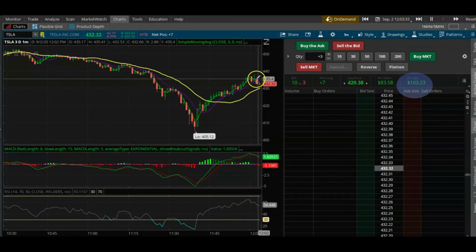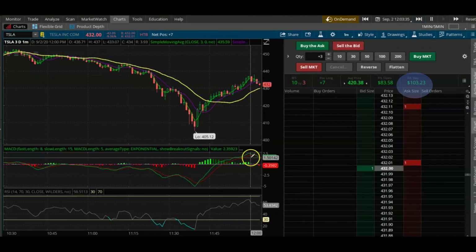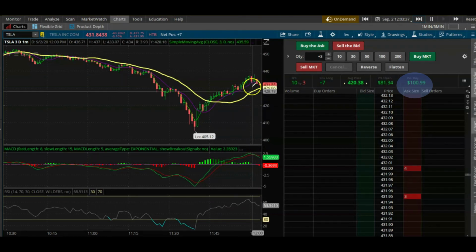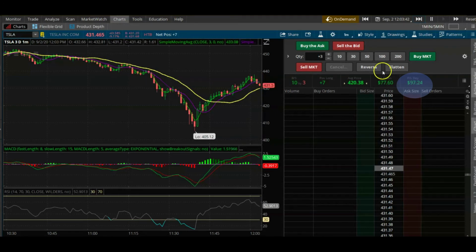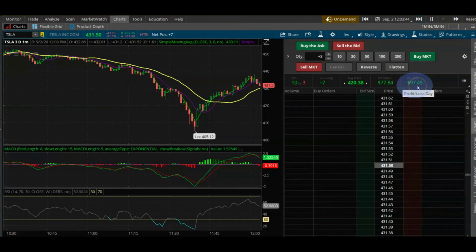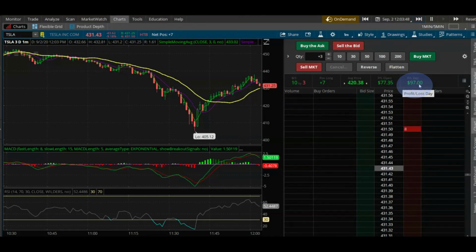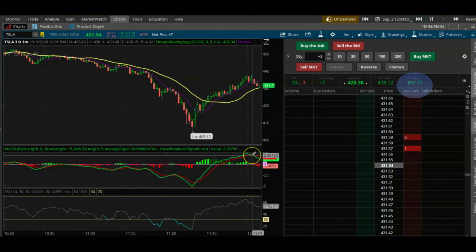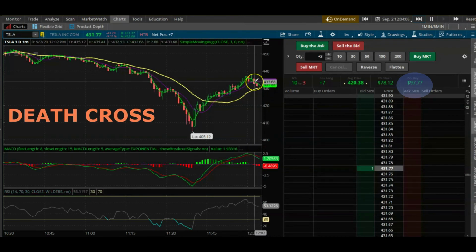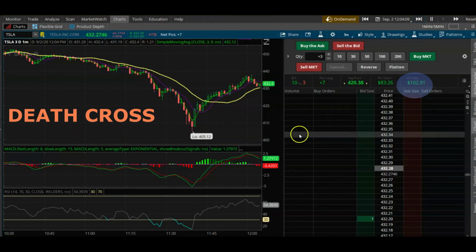So at this point, I'll decide to exit the trade because I see a death cross on the MACD. I see one on the moving average. I could exit the trade for a profit of $97.49, or I could decide to wait it out. Depends on really how risk averse you are. So if you are risk averse, at the first sign of any cross, on the MACD or the 1 minute moving average, you just want to exit the trade.